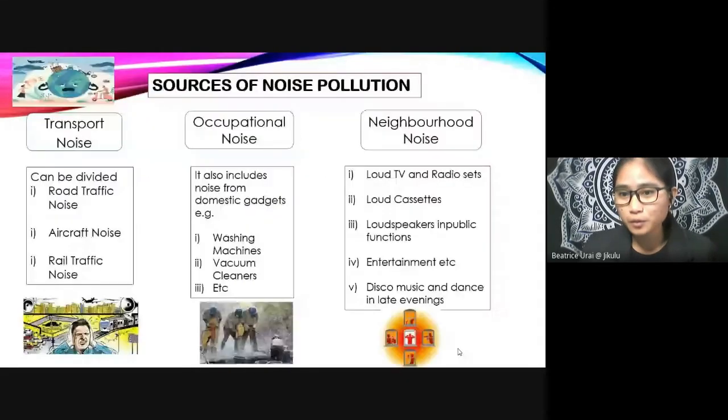Noise can be broadly classified under three categories: transport noise, occupational noise, and neighborhood noise. The first category, transport noise, can be subdivided into three: road traffic noise, aircraft noise, and rail traffic noise. All three of these can be said to be very noisy and can affect humans and animals when hearing it. The next source of noise pollution is occupational noise.